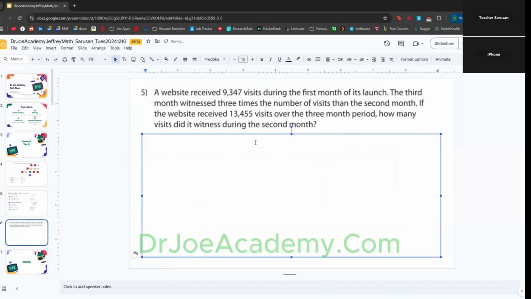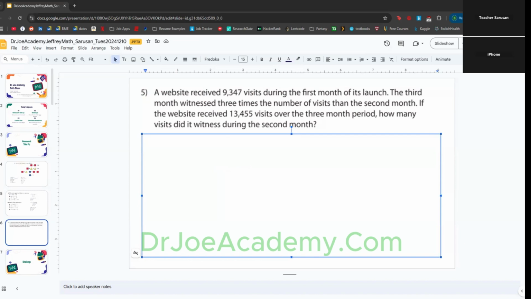A website received 9,747 visits during the first month of its launch. The third month witnessed 3 times the number of visits than the second month. And if the website received 13,455 visits over a 3-month period, how many visits did it witness during the second month?